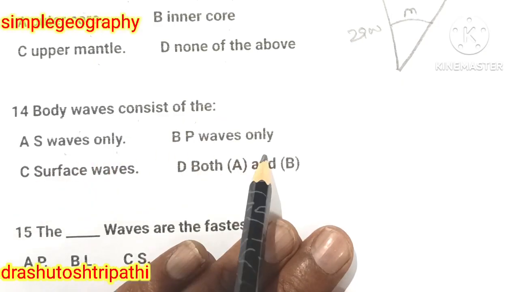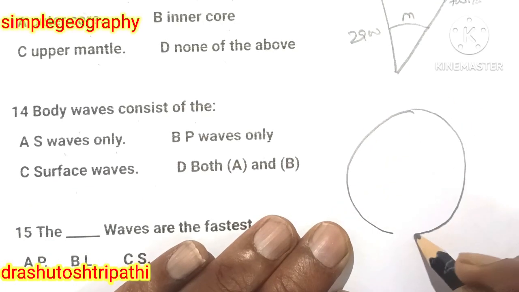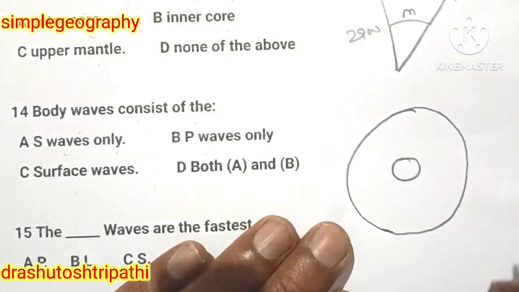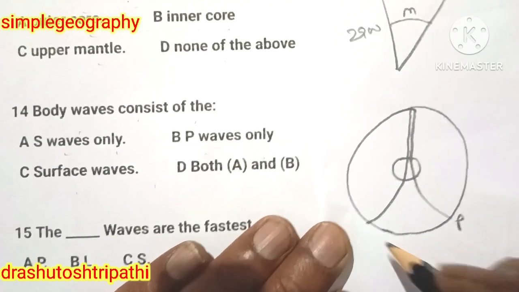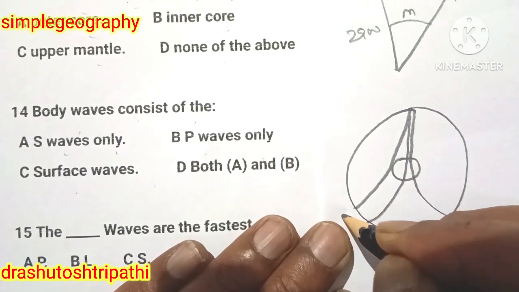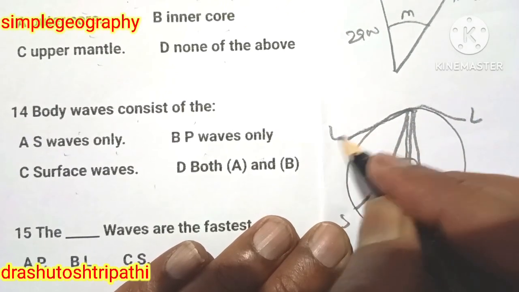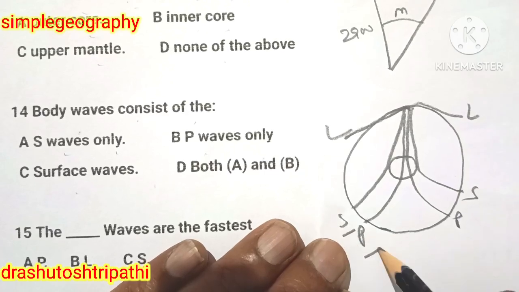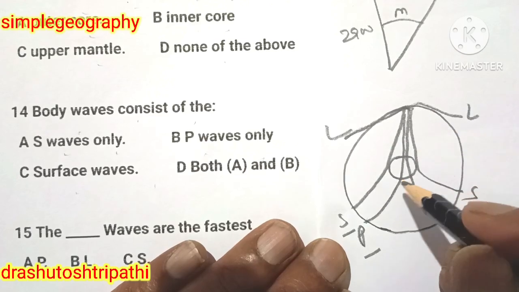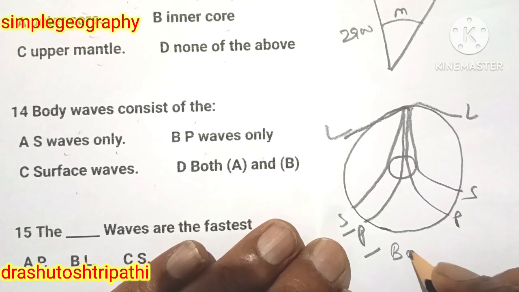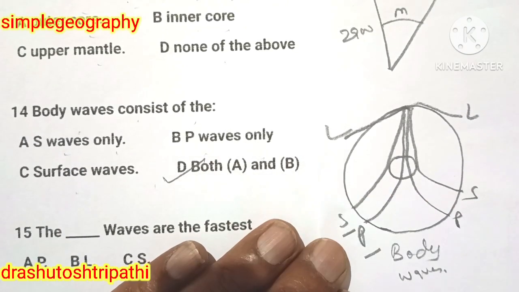Waves consist of S wave, P wave, surface wave, both A and B. What does it mean? These are the three waves which originate at the time of the earthquake. First one is the primary wave. Second one is the S wave. And last one is the surface wave, that is the L wave. Now what you see is that the S wave and P wave run in the interior part of the earth, or inside of the earth's surface. So that's why they are known as the body waves. So answer D, A and B are correct.